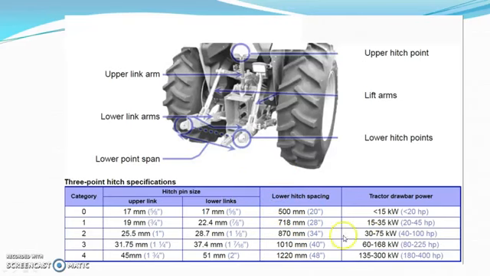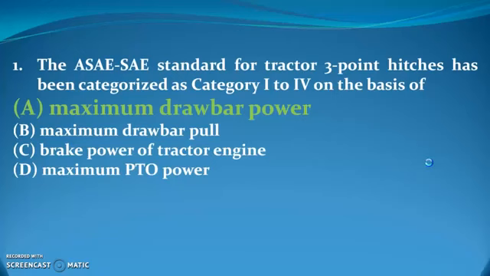Basically the categories are according to the drawbar power. Less than 15 kilowatt is categorized as 0. Then 15 to 35 kilowatt is 1, 30 to 75 kilowatt is 2. These are the drawbar powers. So the correct answer will be the maximum drawbar power. Generally the 3-point hitches have been categorized as category 1 to 4 on the basis of maximum drawbar power. So this is the answer for the first question.